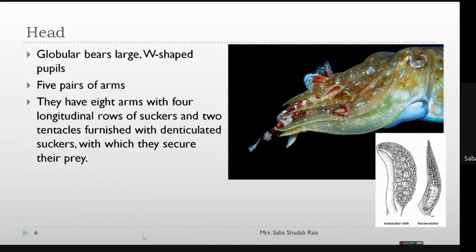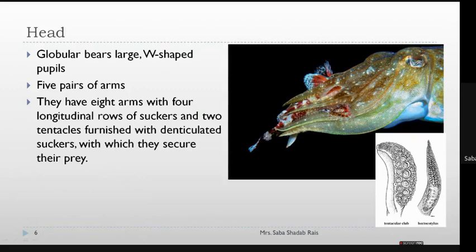First, we will talk about the head. The head is the very prominent part of the body. When you observe the head, it is almost globular in form. Now, when you see the head carefully, you will find that it has a large, big eye. You will see the pupil shape is W. Here you can see it very carefully.